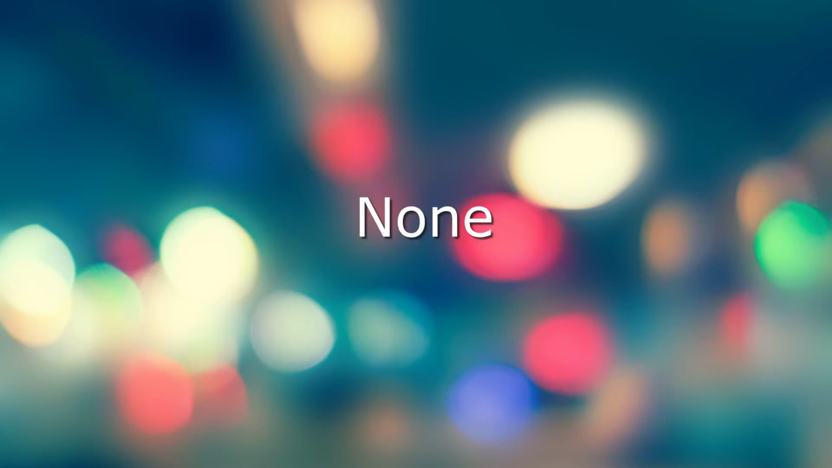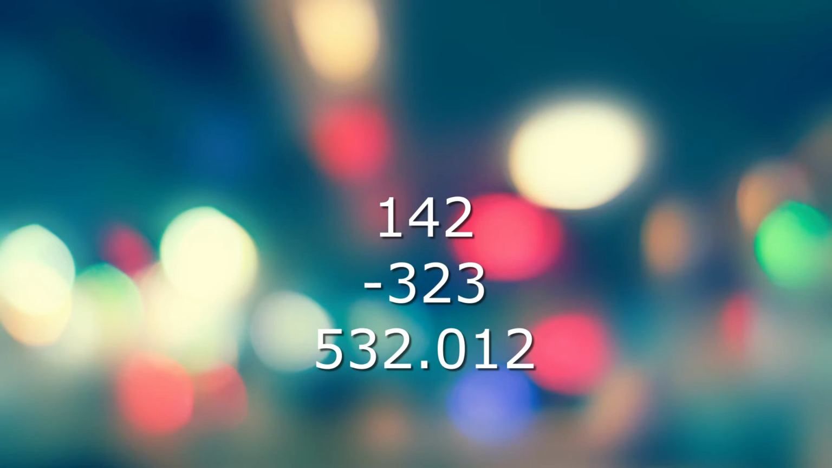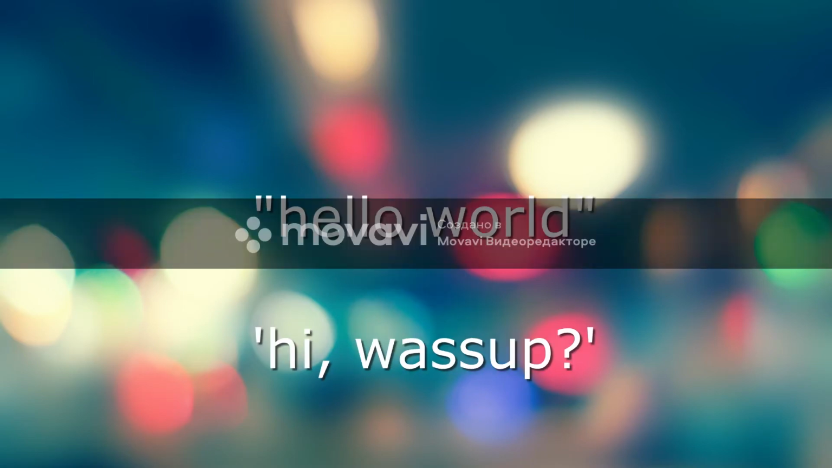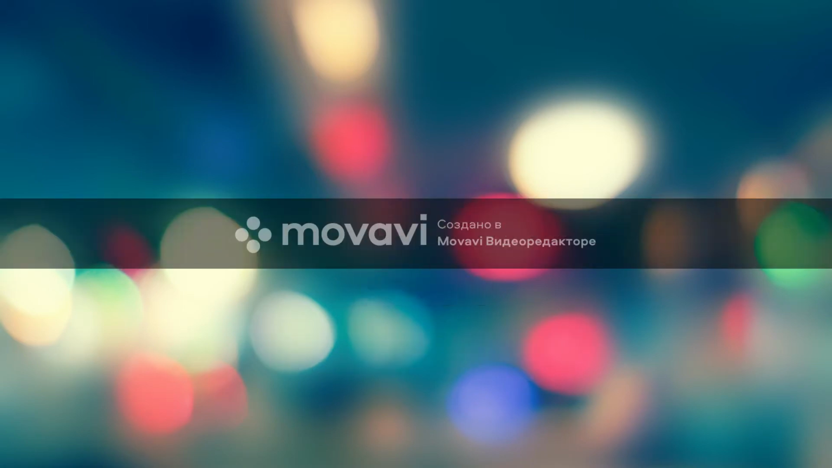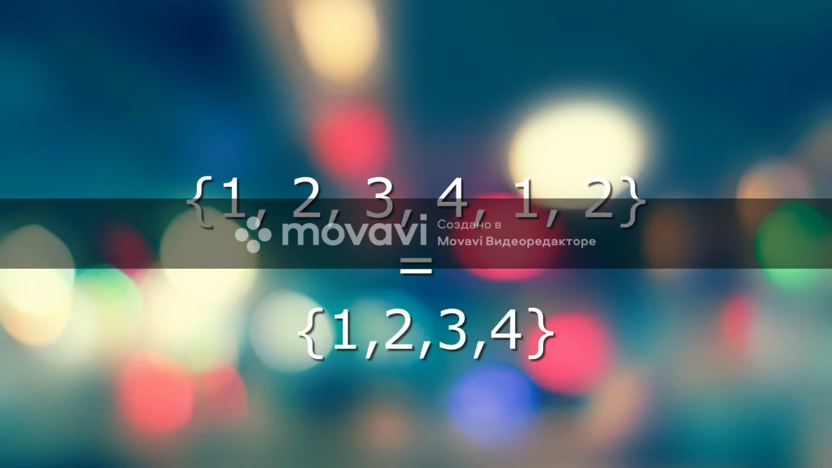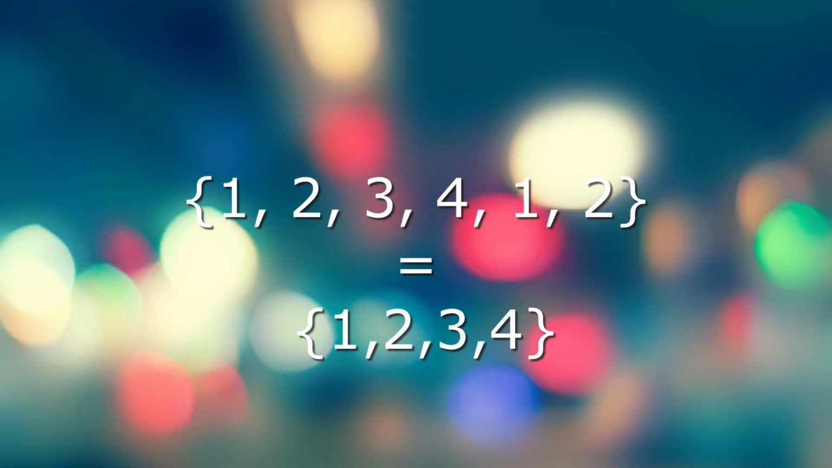Basically nothing, numbers like integers or floats, strings that contain text, obscure versions of yes and no, lists that you can change, lists that you can't change, lists that don't repeat values, and lists with names.